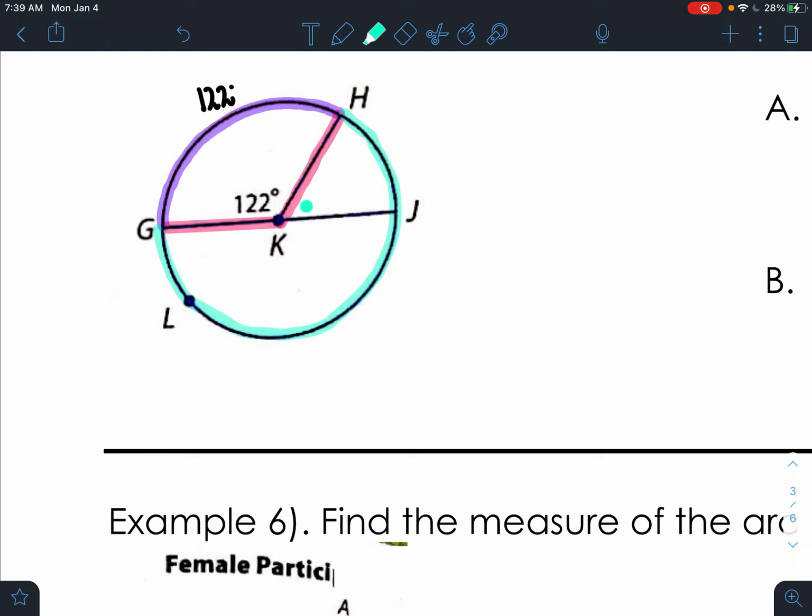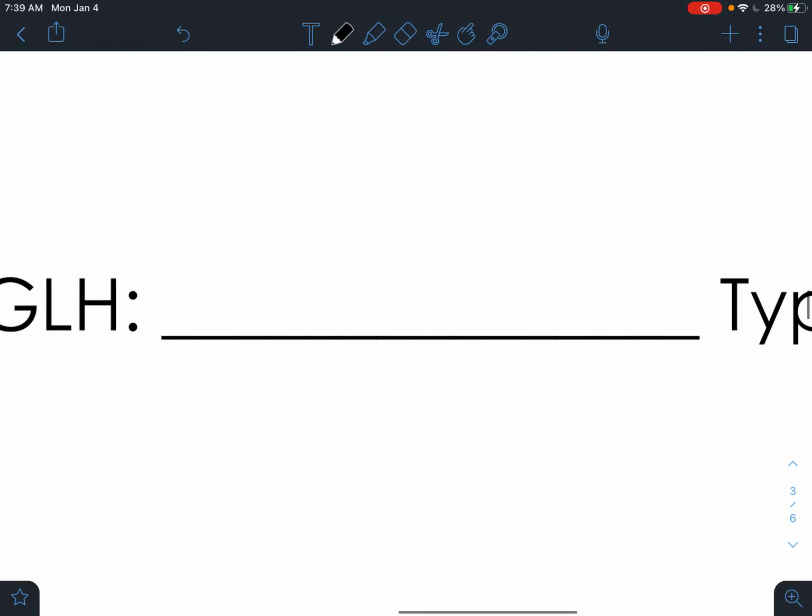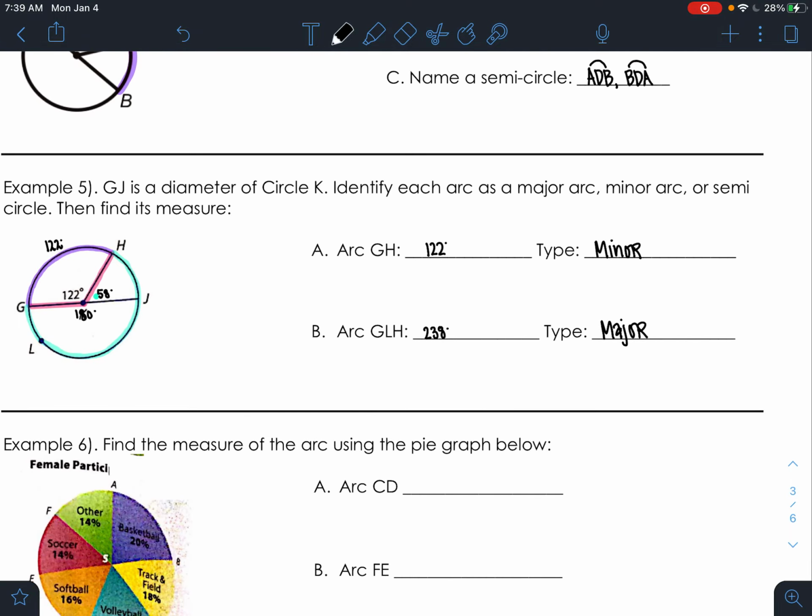122 because we're subtracting that from the diameter, or the semicircle. So then this would be 58 degrees. And I would know that this angle right here would have to be 180 degrees. So if I added 58 plus 180, I would get 238 degrees. All right, so the measure of that arc is 238 degrees. The other way I could do it is take 360 and subtract the 122, and I would get the same thing, 238 degrees.